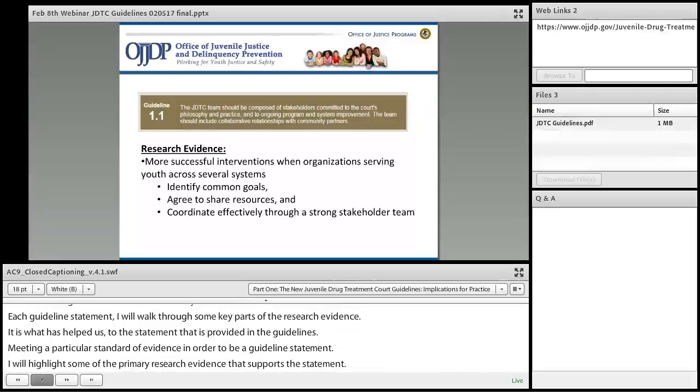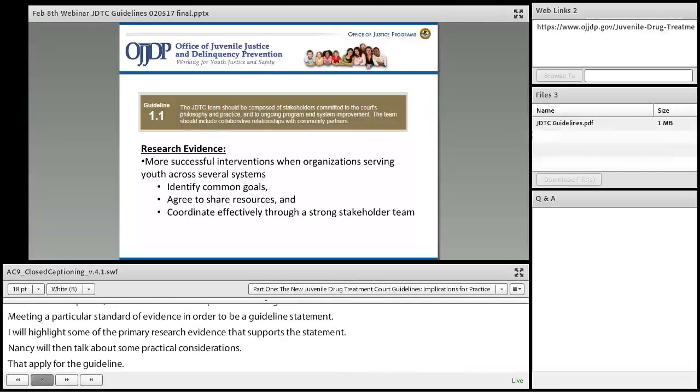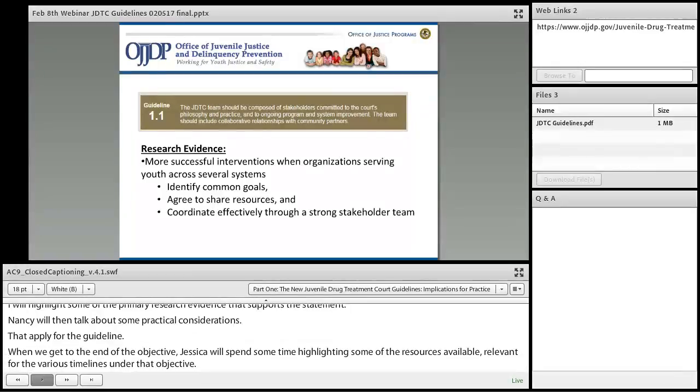And when we get to the end of the objective, then Jessica will spend some time highlighting some of the resources that are available that are relevant for the various guidelines under that objective. And at that time, we'll also address some of the questions that have been coming in that pertain to the guidelines here. So we'll start with Guideline 1.1.